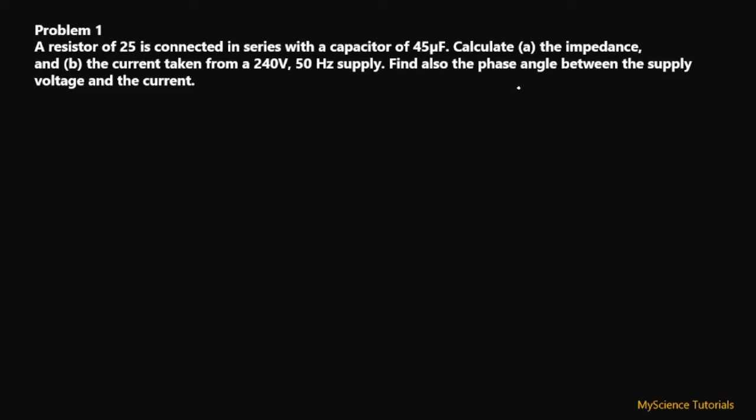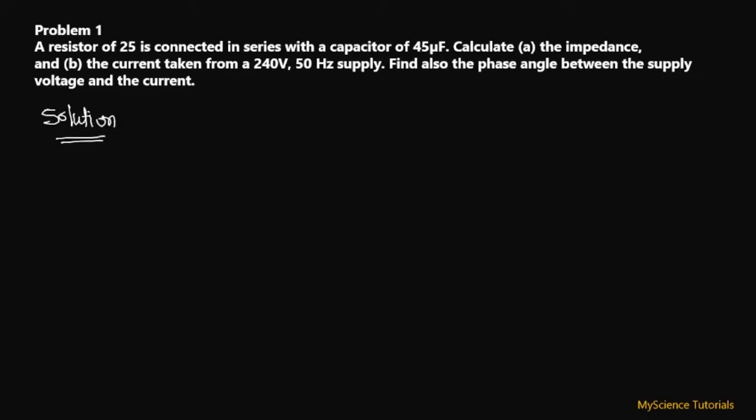We have a resistor of 25 ohms connected in series, this is very important, in series, not in parallel, with a capacitor of 45 microfarad. We are to calculate A, the impedance, and B, the current taken from a 240 volt 50 hertz supply. Find also the phase angle between the supply voltage and the current. This is a very easy and straightforward question to do. So let's write down our solution.